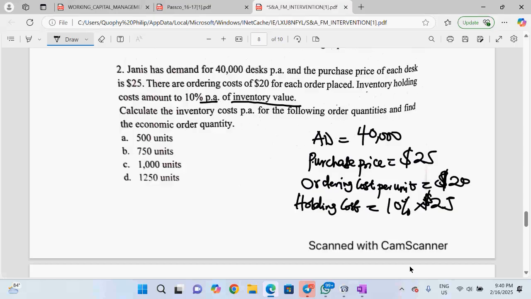And then calculate the inventory cost per annum for the following order quantities and the economic order quantity, EOQ. So you know the EOQ formula, right? We calculate the inventory cost per annum for the order quantities you have been given. Then when we are done, we find EOQ. Now let's go to our working board.